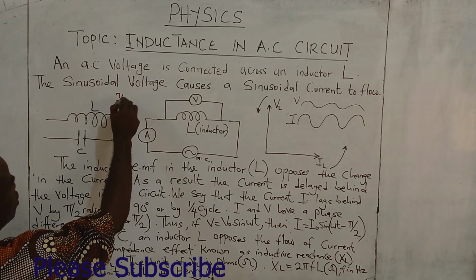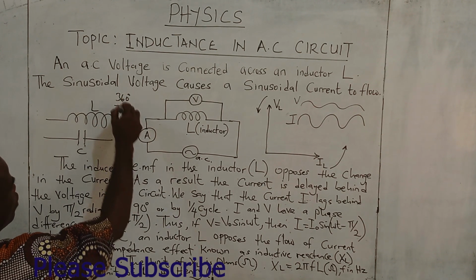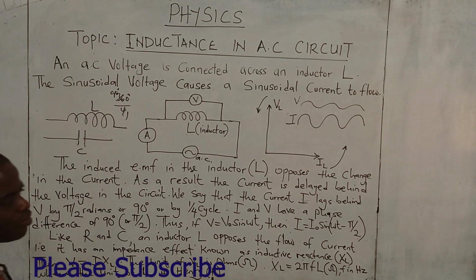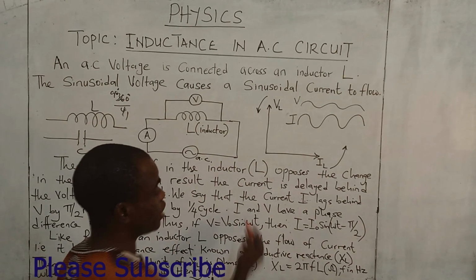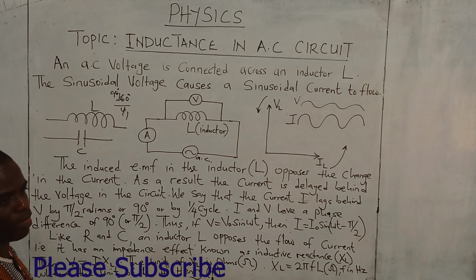The circle is 360 degrees divided by 4, that's 90 degrees. So current and V have a phase difference of 90 degrees.